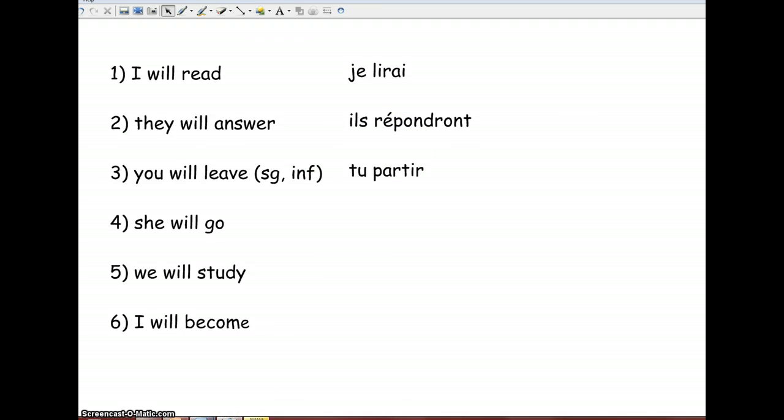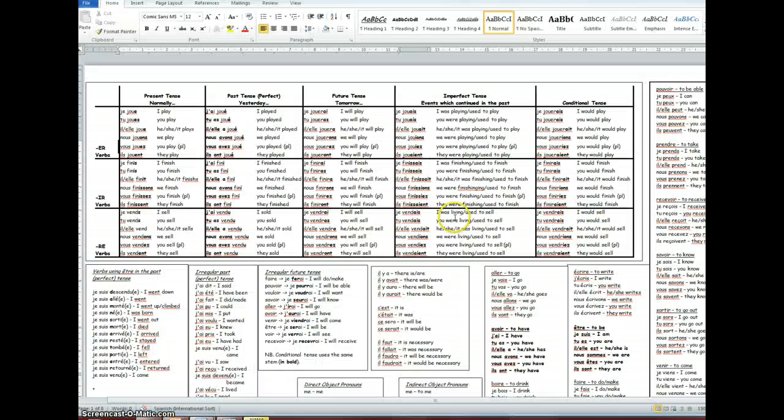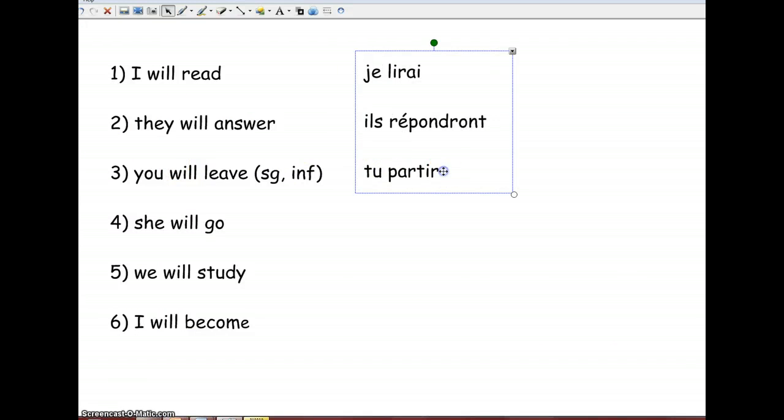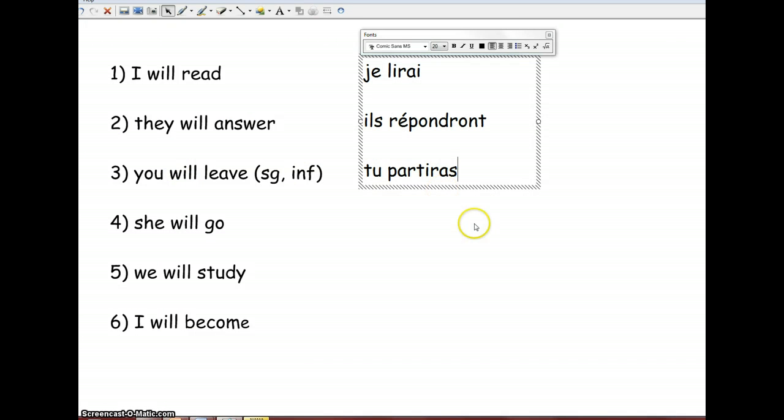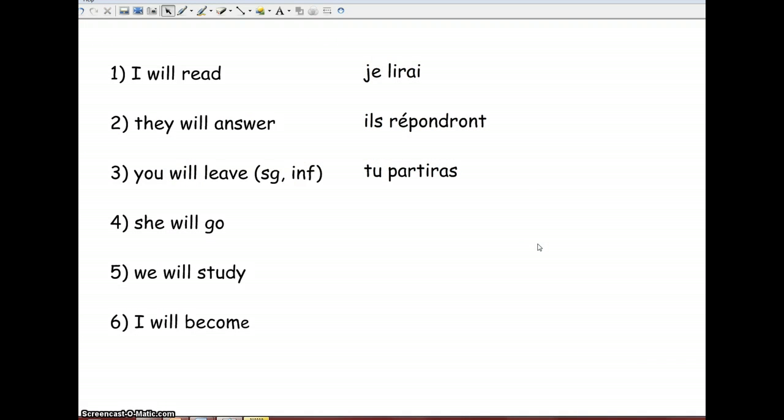Okay, so it's an IR verb. Before we move on, we need to check partir is not on that list. It's not. So it's an IR verb. IR verbs already end in R, so we keep the infinitive and we look for the tu ending for the future tense. Tu finiras. AS is our ending as shown on you will finish. So that's what it's going to be here. Tu partiras therefore means you will leave.